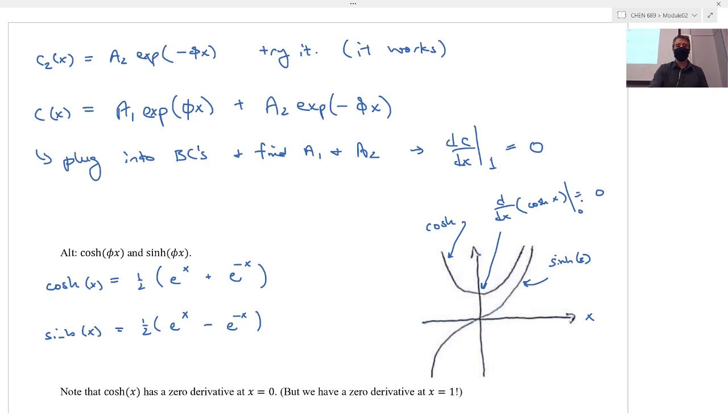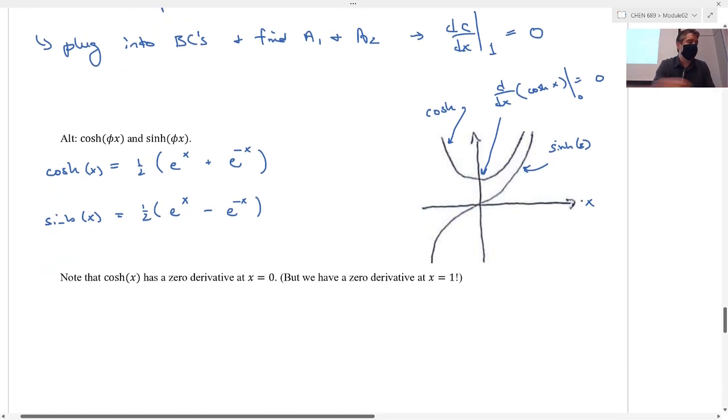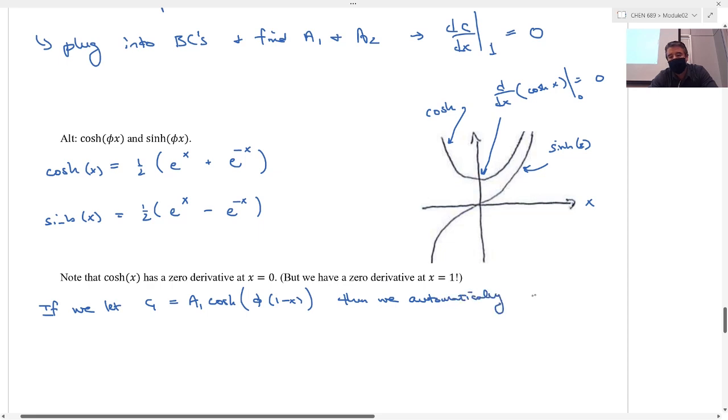We're just going to do a coordinate transformation. Okay? So what that means is if we let C1 equal A1 hyperbolic cosine of phi times (1 minus x), then we automatically satisfy no flux at x equals 1.